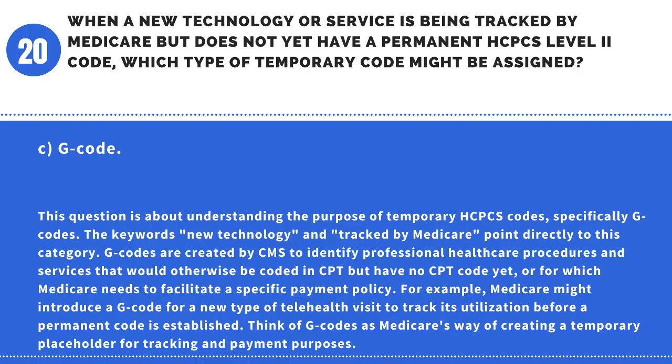For example, Medicare might introduce a G code for a new type of telehealth visit to track its utilization before a permanent code is established. Think of G codes as Medicare's way of creating a temporary placeholder for tracking and payment purposes.